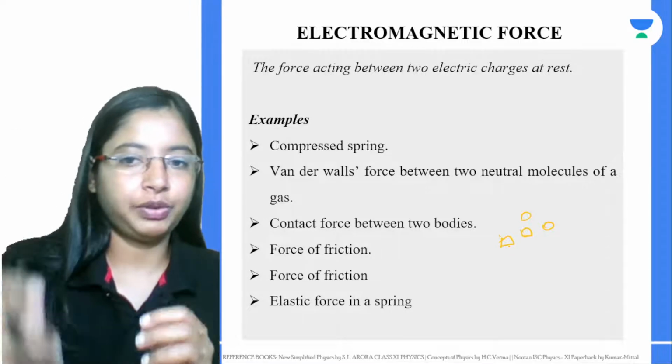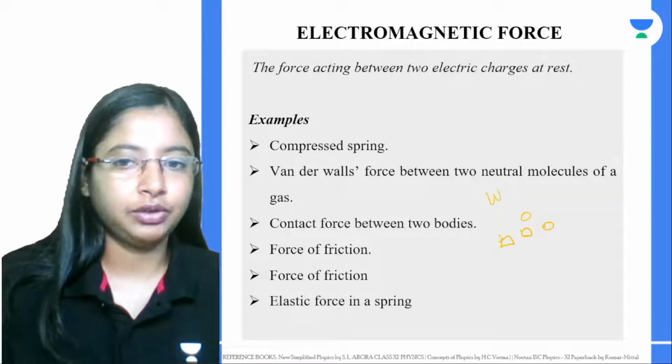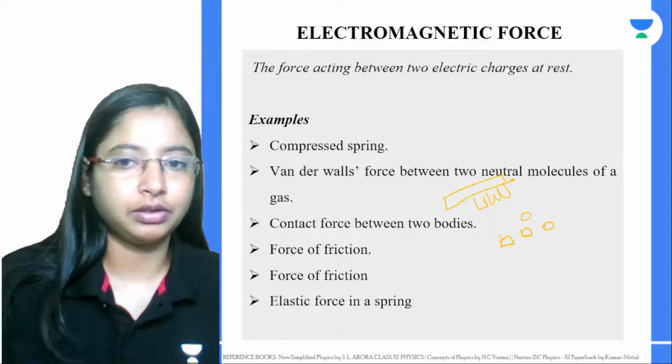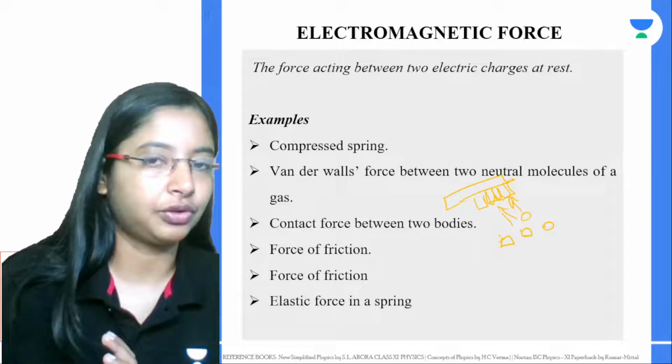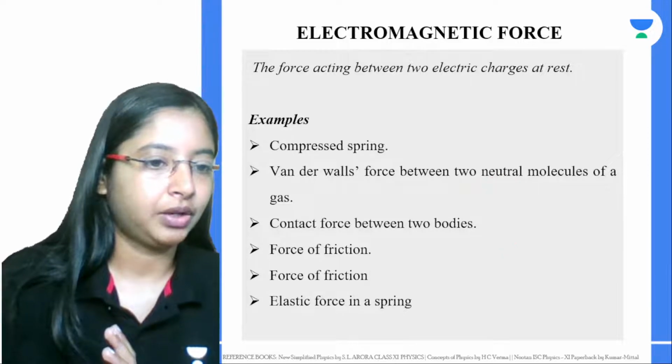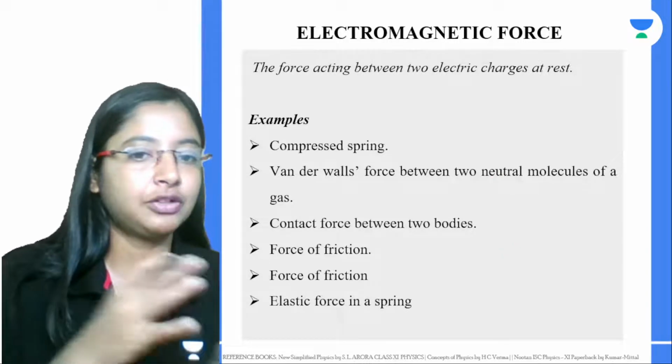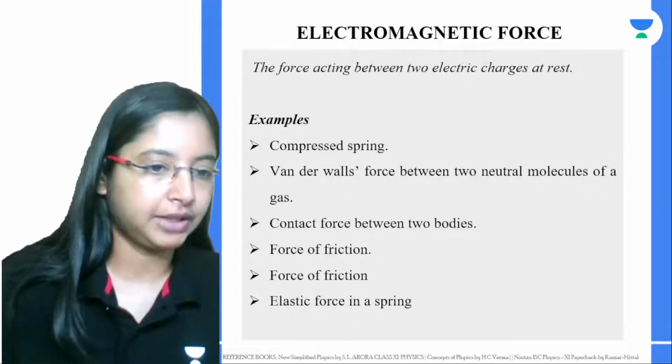But the minute you bring that comb next to them, you can see that these objects get attracted towards the comb. So how do we explain this? That's because of your electrostatic forces. So from here we can say the electrostatic force is much stronger than your gravitational force.